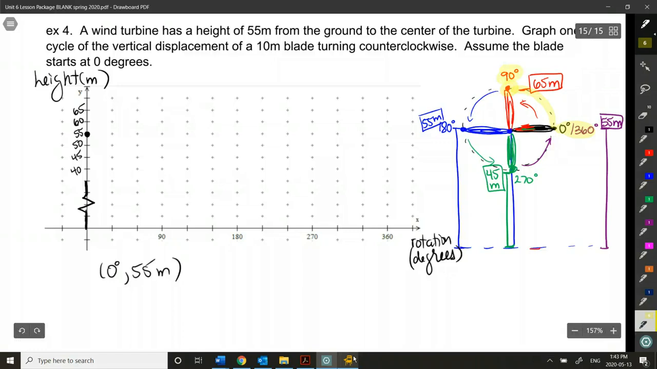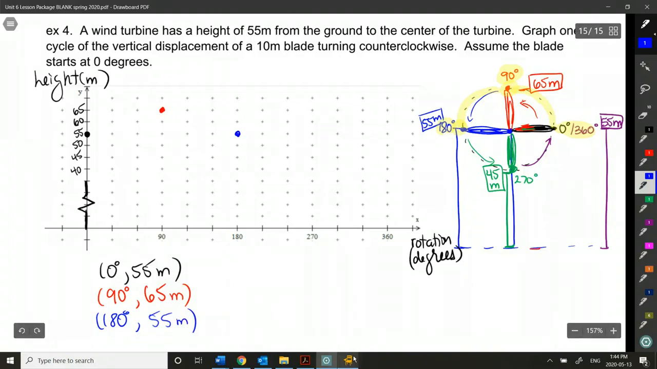So at 90 degrees, how high are we above the ground? Well, we already figured that out. We figured out that we are 65 meters above the ground. So now at 90, we'll be at 65 meters. Plot that here. Okay, and we'll rotate to our next position here. So now we're at 180 at a height of 55 meters above the ground.